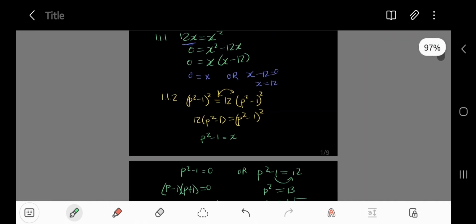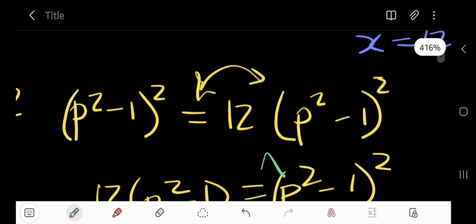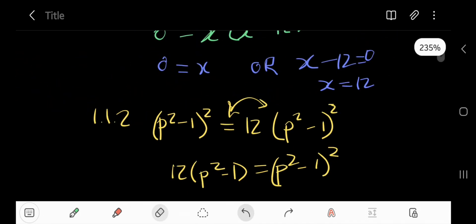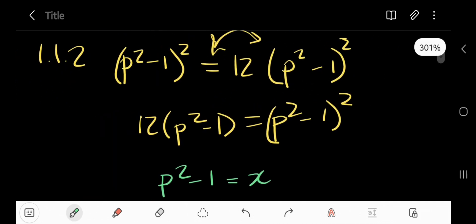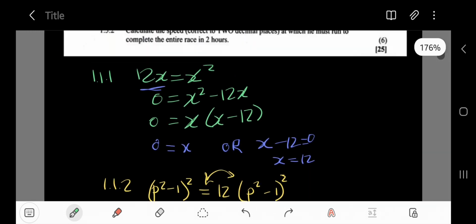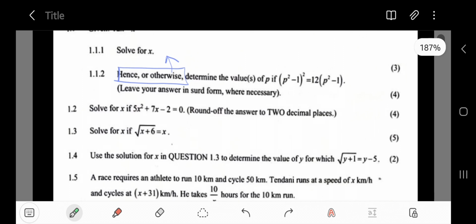So you can test your answers, put them back into the equation and see that they work. The main key here was just identifying that this looks very similar to our previous question. Hence, they said hence or otherwise solve. You understand? When they say hence or otherwise, they're implying that we can use the previous answer to help us. So it's okay. Let's move to the next question.